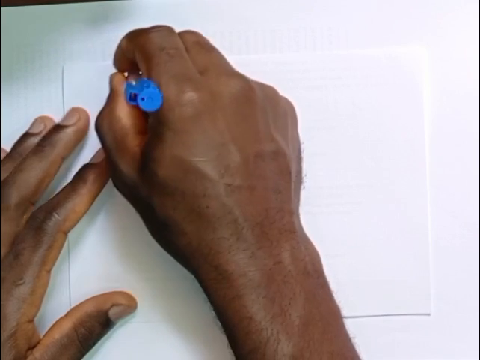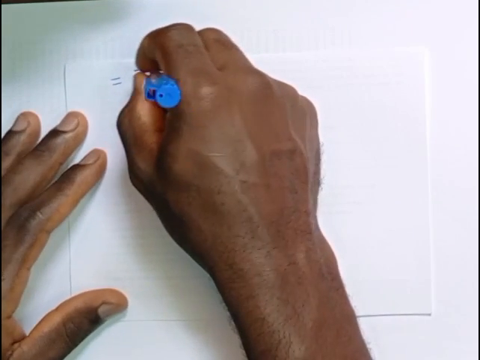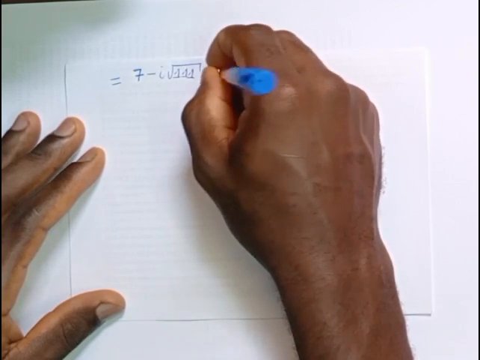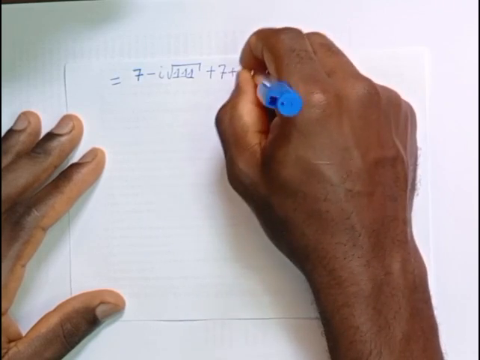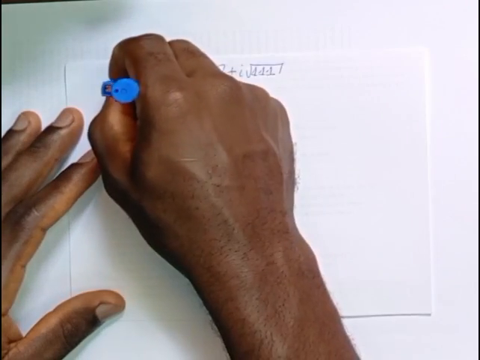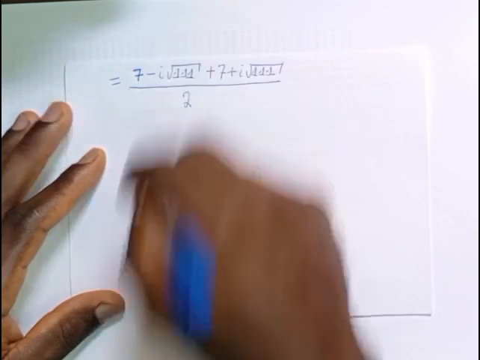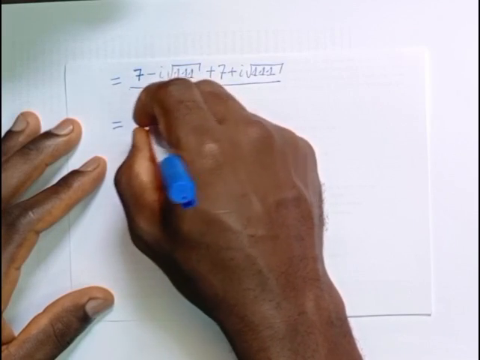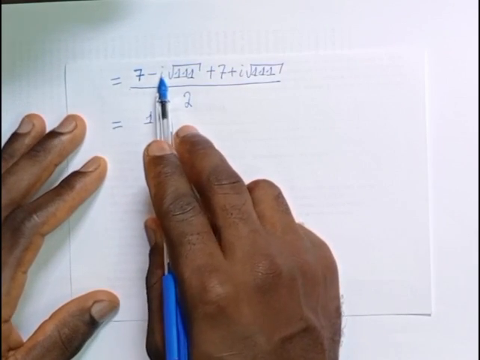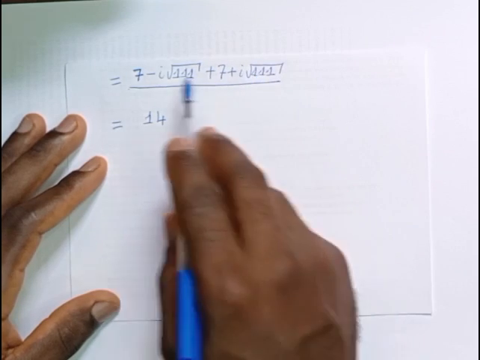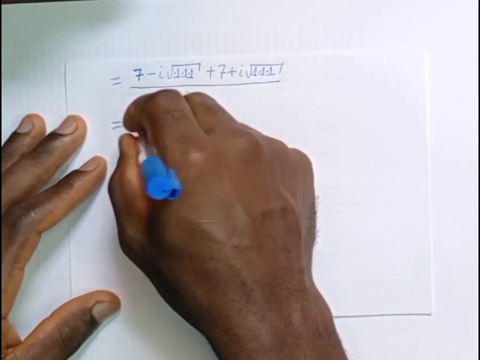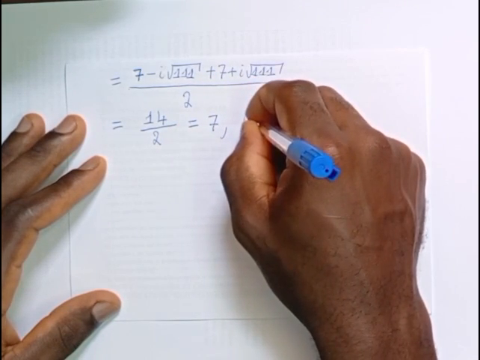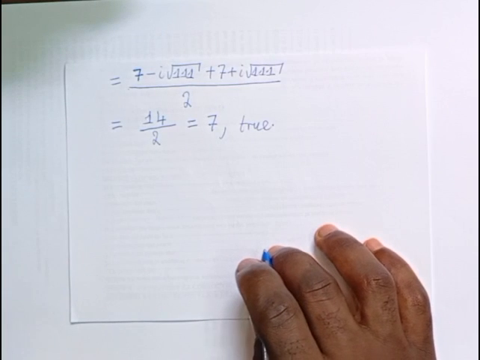This will simply be equal to (7 minus i root 111 plus 7 plus i root 111) all over 2, which is the common denominator. 7 plus 7 gives us 14. Negative i root 111 plus i root 111 gives us 0. We'll be left with 14 over 2, which is simply equal to 7. The value is true. The values of x and y are correct.